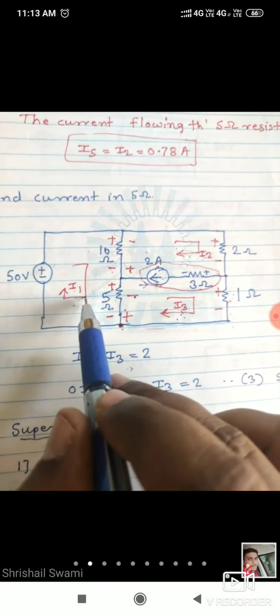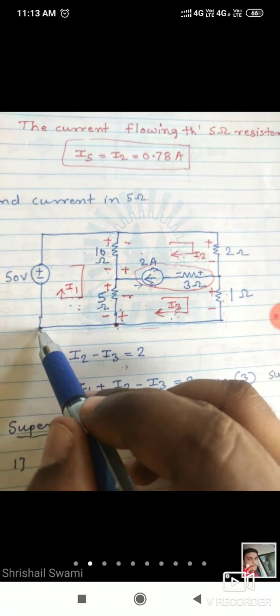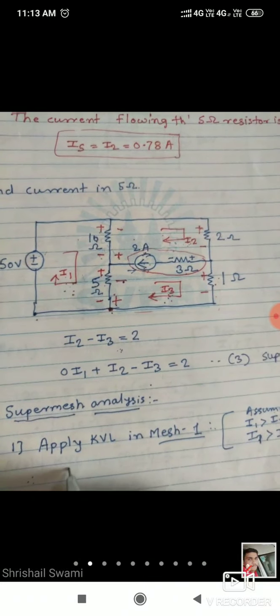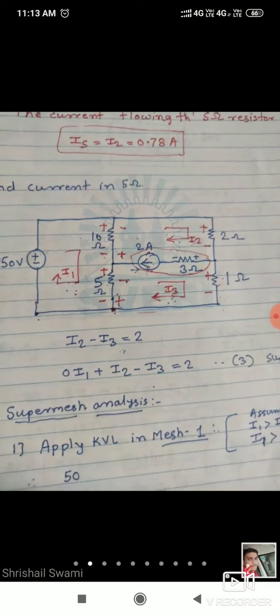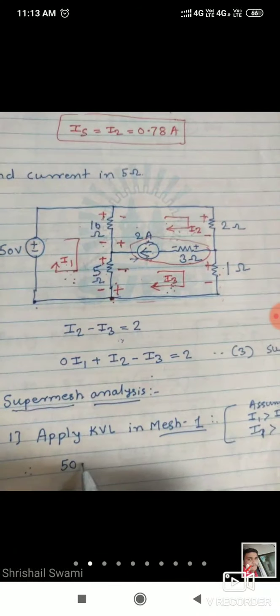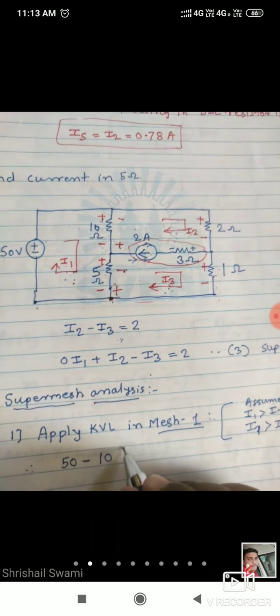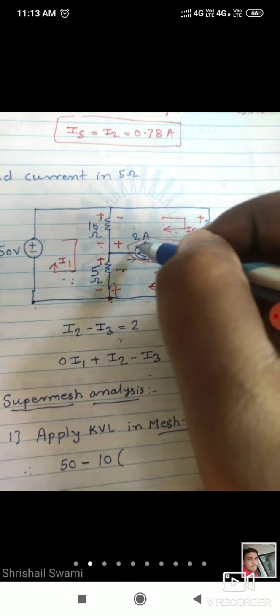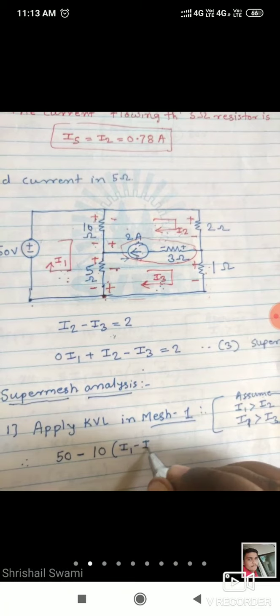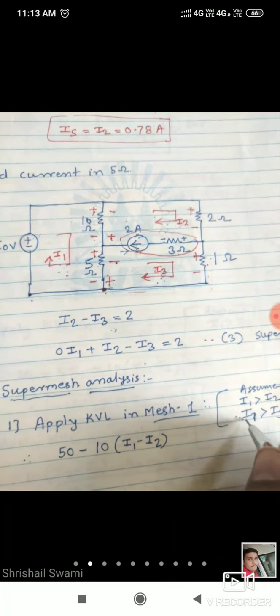So try to write the equation using KVL. Start from this point, go in a clockwise direction and come to the same point. Minus to plus: when minus we are observing, we write the value as plus. This is plus 50. Come to here, plus we are observing, that's why it is minus. What is the resistor value? 10. What is the current flowing through that? I1 is flowing from top to bottom and I2 is flowing from bottom to top. So that's why I1 minus I2. Why is I1 greater? Because we assume that.